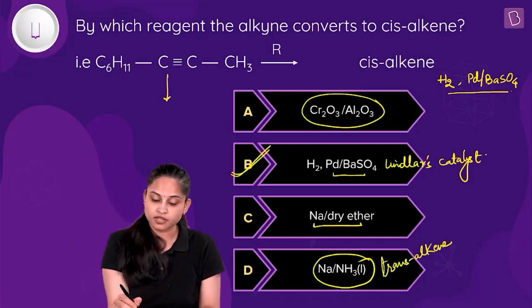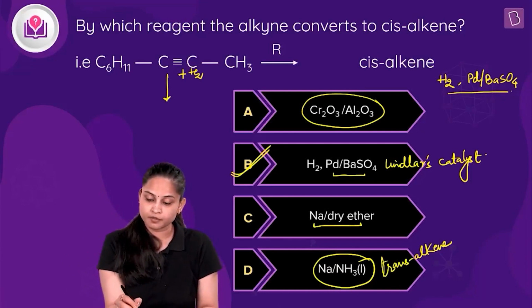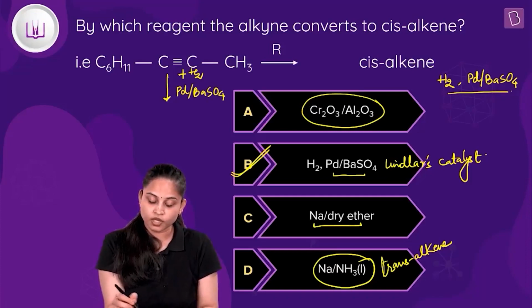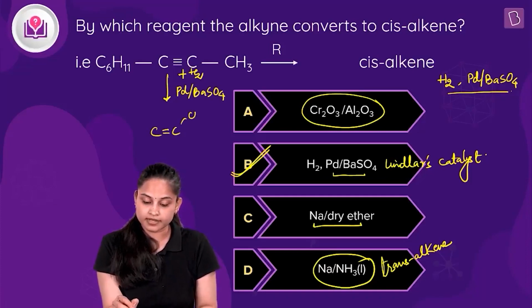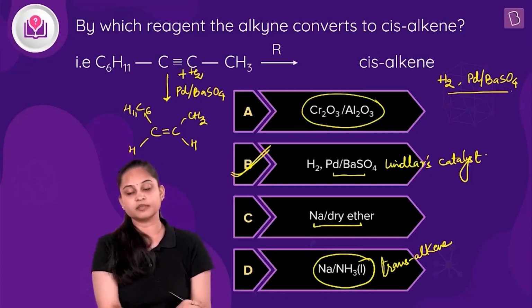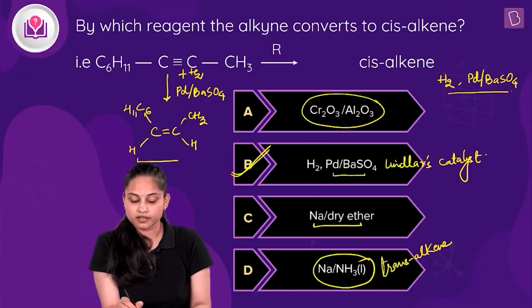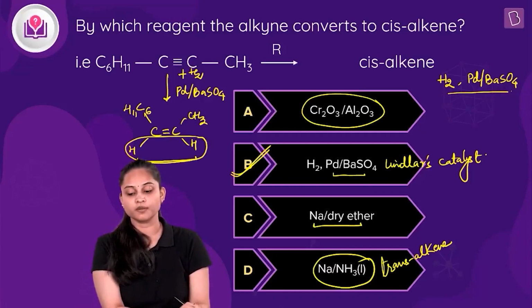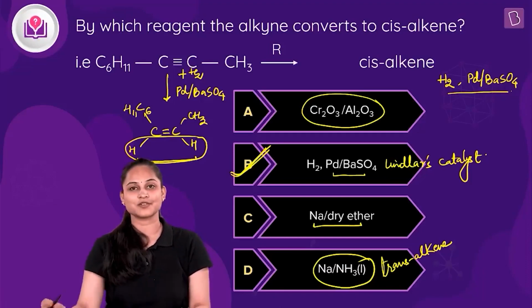So if I just add hydrogen in presence of palladium BaSO4, we are going to get the cis-alkene, wherein there is the addition of hydrogen on the same side of the bond. Option number B is the right answer to this question.